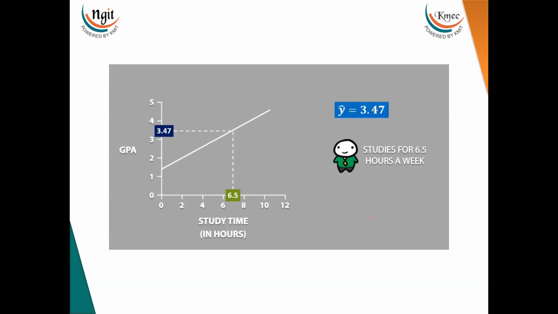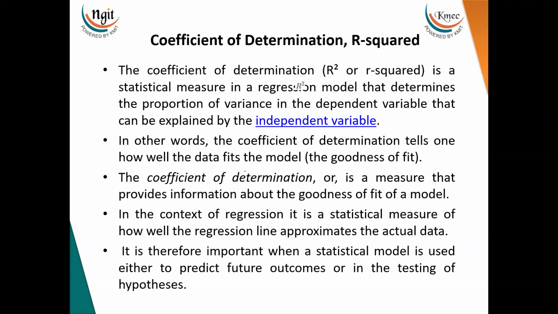Okay. So in this way, we are going to plot the graph. Now, there is another concept called the coefficient of determination, or we can also call it R square. It is nothing but a statistical measure in a regression model that determines the proportion of variation in the dependent variable that can be explained by the independent variable.